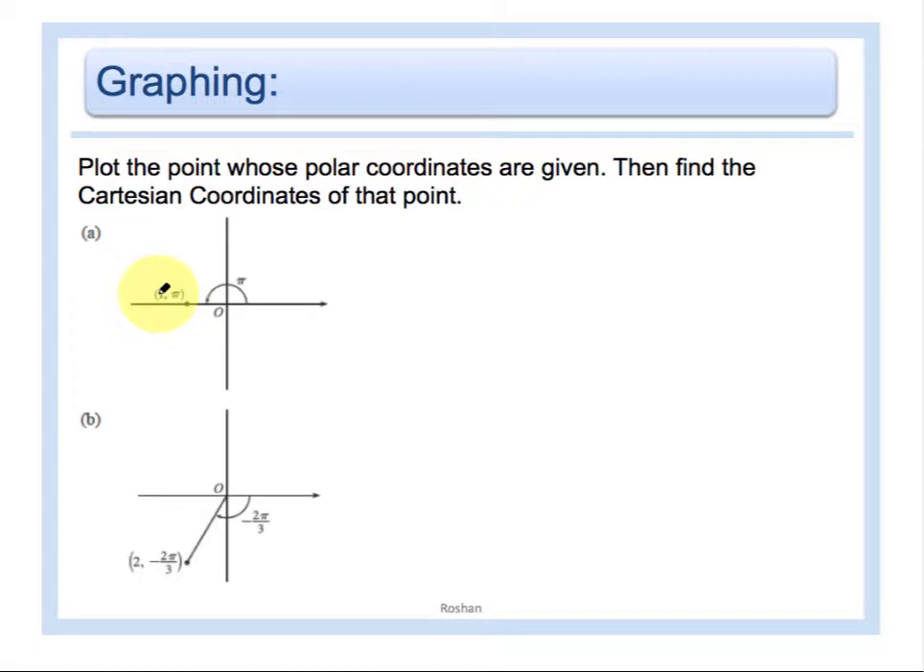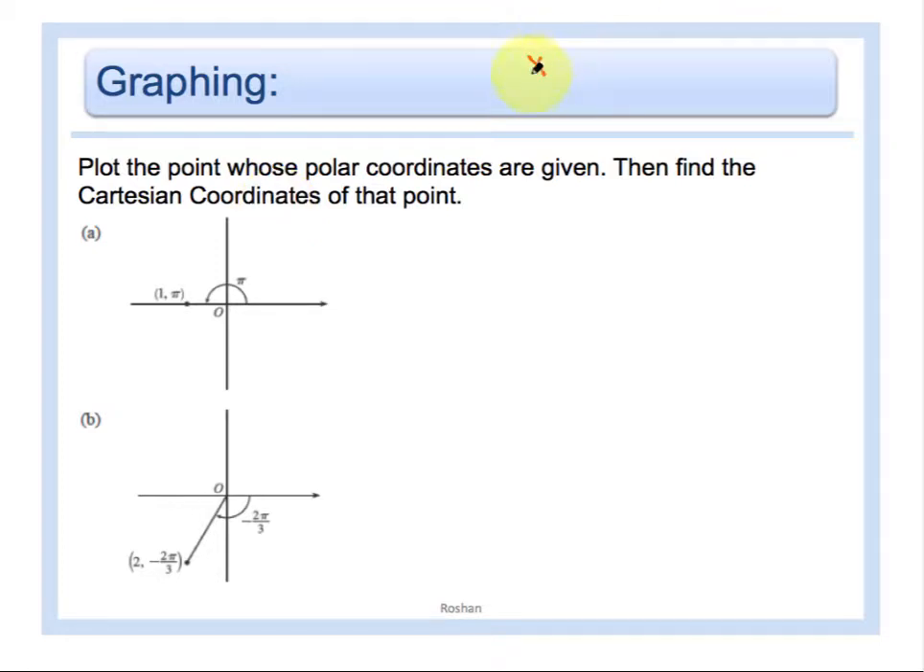Again, if I want to plot 1 pi, then that's just a radius of 1 and a theta of pi. In this one, they ask us to plot 2, comma, negative 2 pi over 3. So we would just go over negative 2 pi over 3, like that would be our radian measure, and then the radius of 2. So that's twice as long as this one, for instance. And then they ask us to find the Cartesian coordinates of that point.